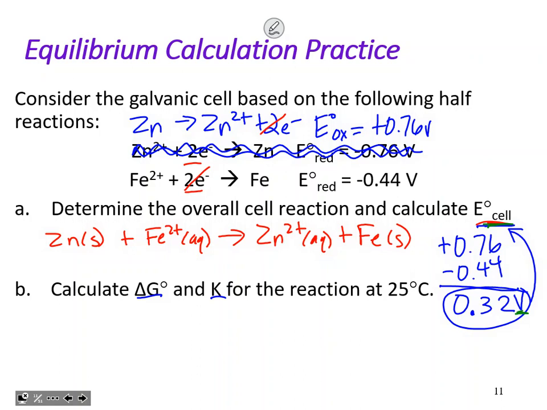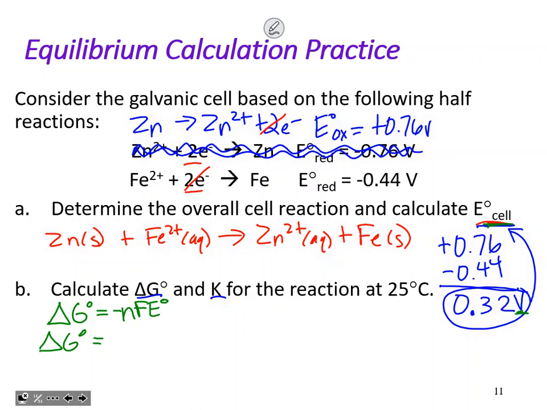Which is the one that relates delta G to our cell potential? Anybody remember? We just went over it. It's going to be delta G equals the negative nF E cell. This is the one we want to use here. So we're going to go ahead and plug everything in.